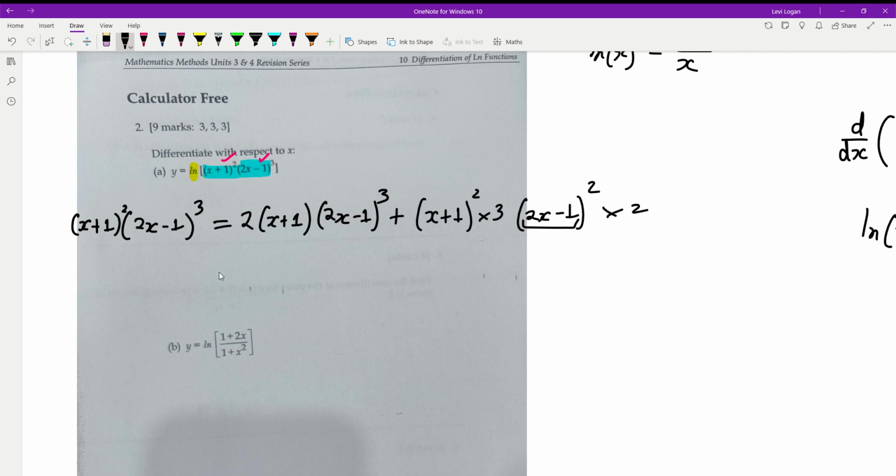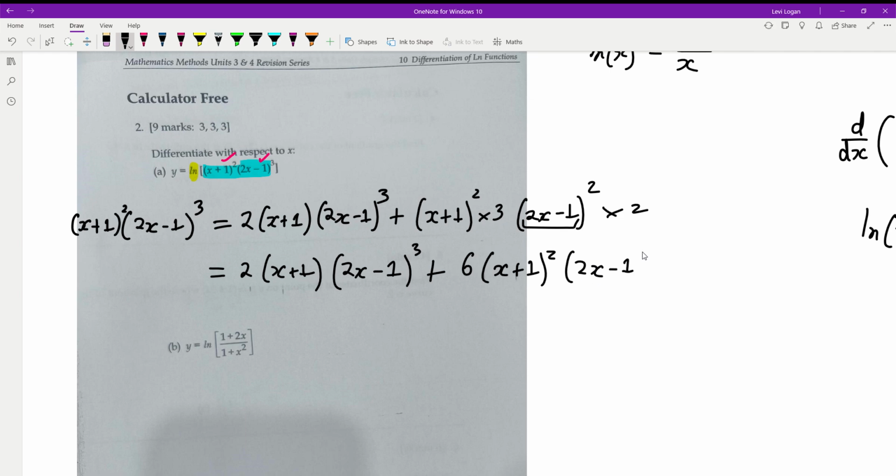Simplifying this, we're going to have 2 times x plus 1 multiplied by 2x minus 1 to the power of 3. Then we have 3 times 2, which gives you 6, so plus 6 times x plus 1 to the power of 2, and then 2x minus 1 to the power of 2 as well. This is just the derivative of this inside function here, which was a product rule.